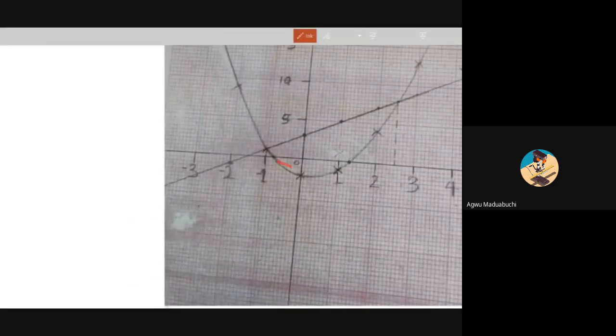This is just the region where my graph is below. The numbers there are, I think, negative 0.8 and 1 point something. Is it 1.3 now? Yes. So I hope this is clear. We can move on.